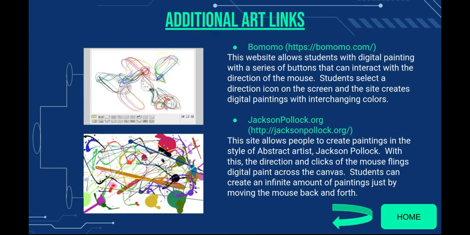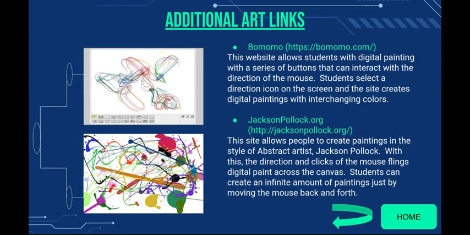Some additional art links. These are websites that can be used to integrate technology into the art education. Bomomo. This website allows students to digitally paint with a series of buttons that can interact with the direction of a mouse. Students select a direction icon on the screen, and the site creates digital paintings with interchanging colors.